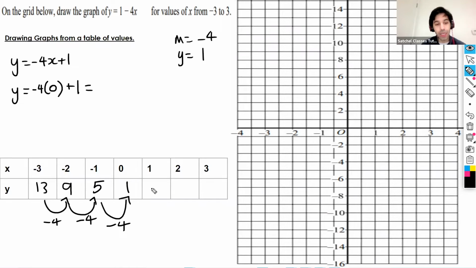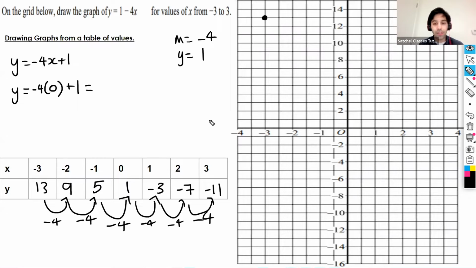So my next y coordinate is going to be -3. The next y coordinate is going to be -7. And the next y coordinate is going to be -11. So we are subtracting 4 each time. All right, now we just need to plot this. So I'm going to have -3 and 13. So -3 and that's 10, 11, 12, 13.